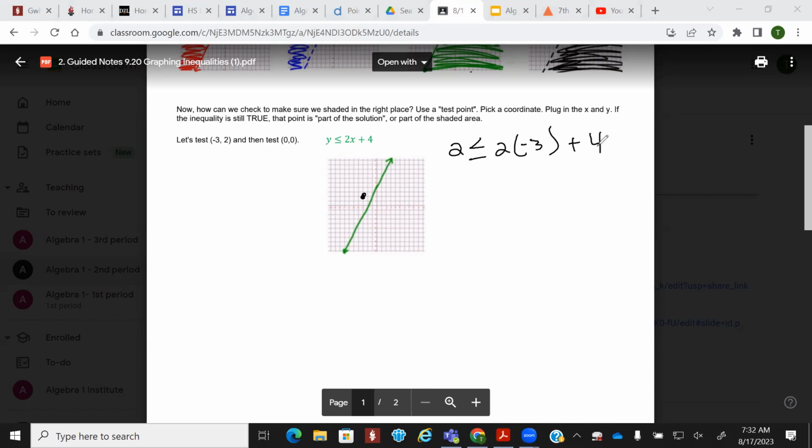So what we're going to do is simplify this. What's 2 times -3? Yep. And then -6 plus 4? -2. Let's look at this statement really quick. Is 2 less than -2? No, so this is not a true statement. That means that we're going to shade away from that number. Notice how -3, 2 is right here. We're going to shade this way.